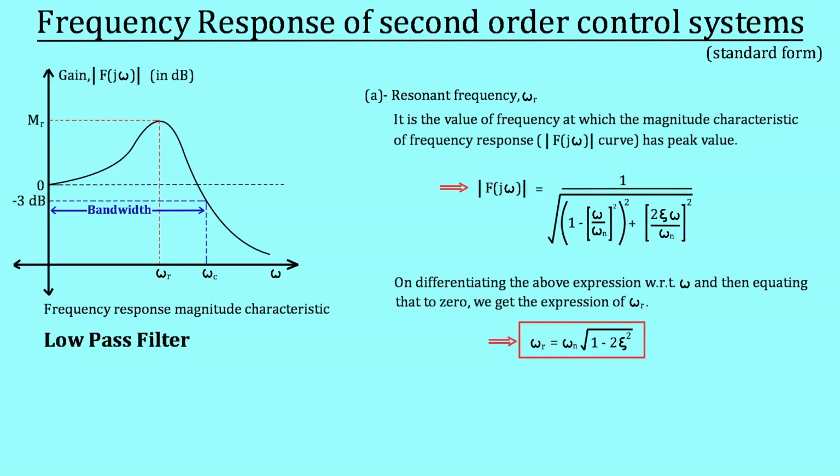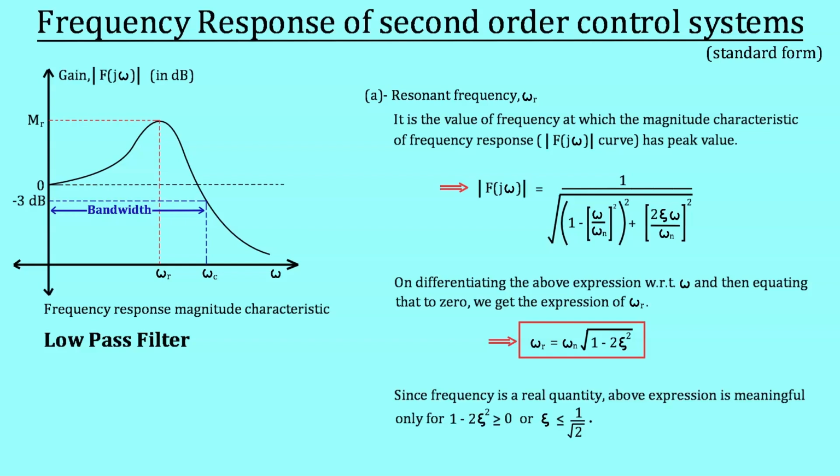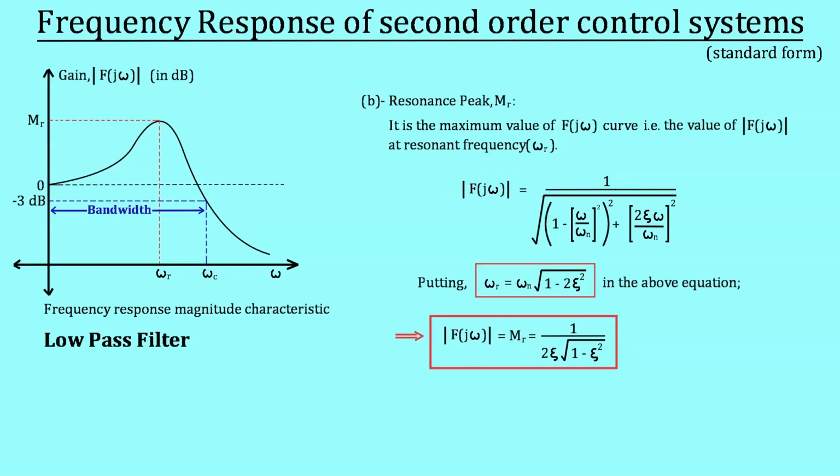You will finally get the formula for resonant frequency to be equal to natural frequency multiplied by under root of 1 minus 2 multiplied by zeta square. Now you have to use a little bit of common sense also, as frequency is a real quantity which cannot be negative, so the formula for resonant frequency is applicable only when the value of zeta is smaller than 1 divided by root 2.